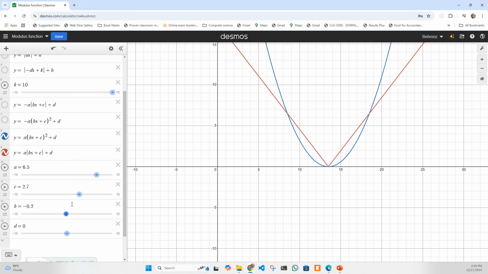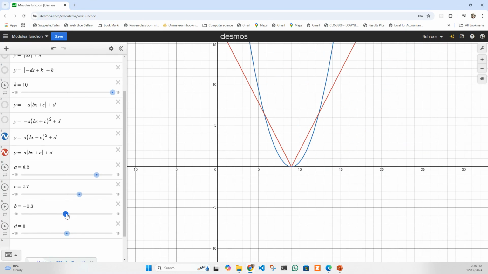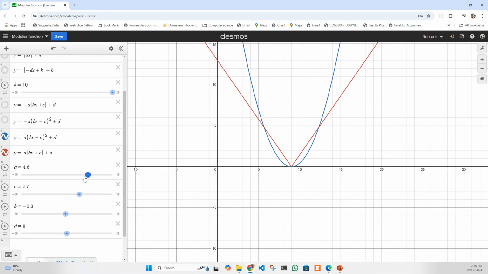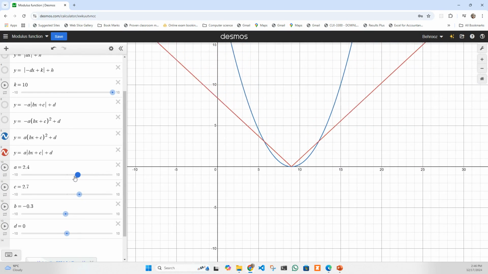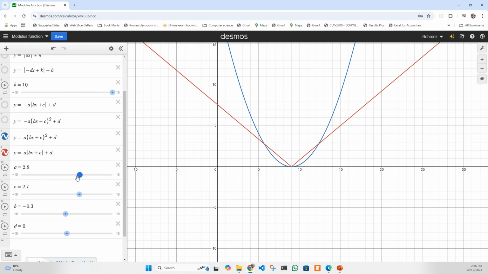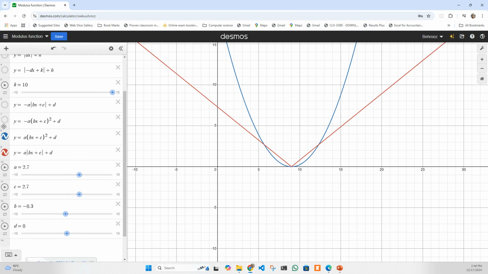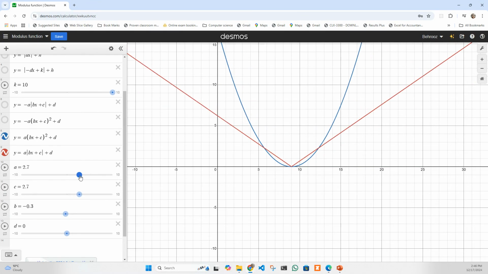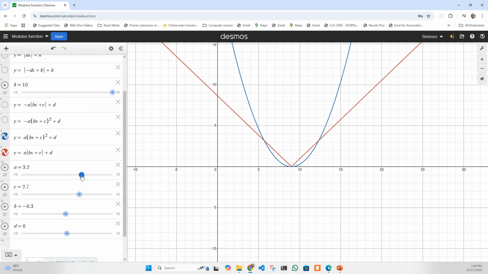And if we change the variable B here, that's the coefficient of x, so that should change the gradient of the line. And if we change the value A here, that also changes the gradient of the line, but in a different way. I'll let you have a look at that. A is related to the y values, and the B value is the gradient related to the x values.